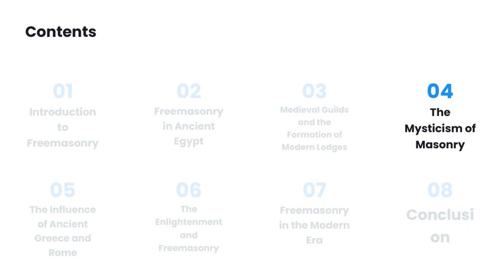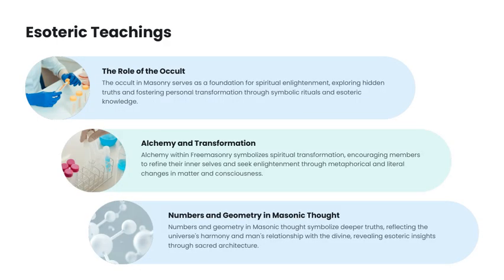The Enlightenment period was a turning point, introducing new ideas about liberty, reason, and equality that greatly shaped Freemasonry's principles. We also delve into the mysticism of Masonry, uncovering the spiritual and esoteric aspects that make it unique. Finally, we look at Freemasonry in the modern era, recognizing its evolution and ongoing influence today. This overview helps us see how all these elements connect, forming a rich tapestry that reflects the enduring spirit of Freemasonry throughout history. Let's delve into the esoteric teachings in Masonry. At its core, the occult acts as a foundation for spiritual enlightenment.